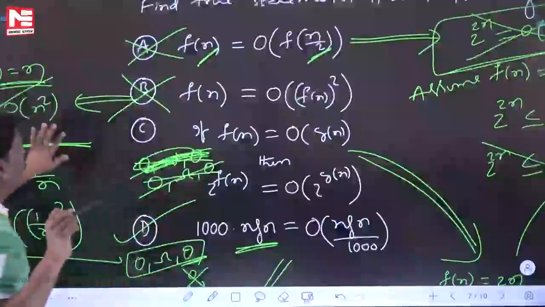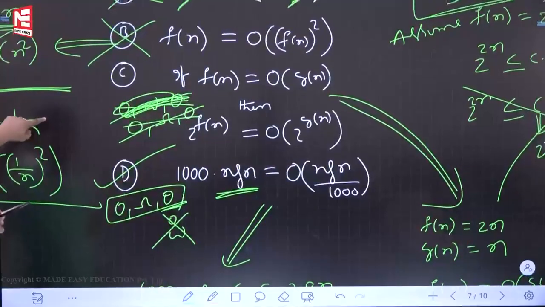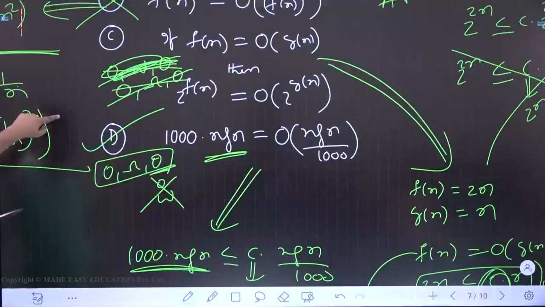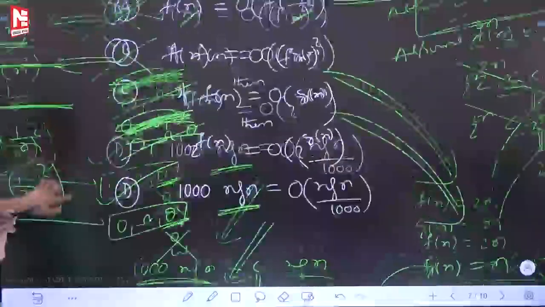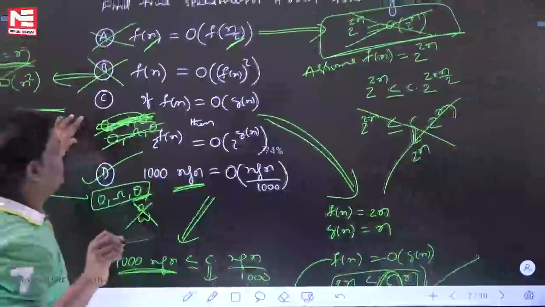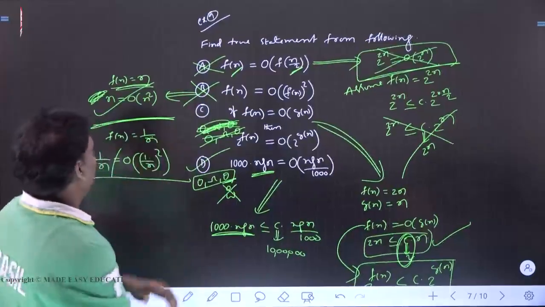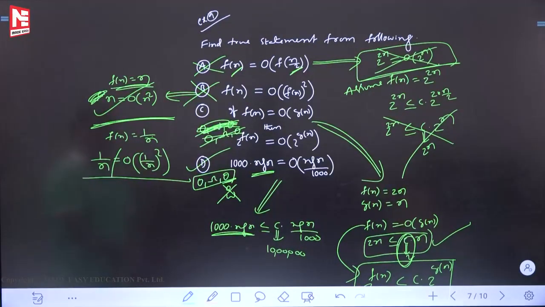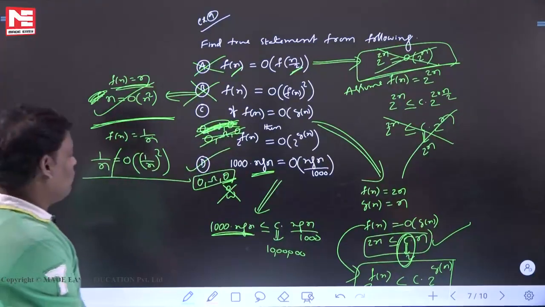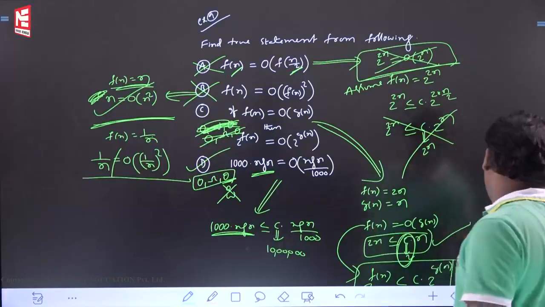Can you help me now with this problem? A false, B false, C also false, D passes. Find the true statement. I think only D is the true statement. It is a nice problem. Many things you can learn. Please take care. Ninth problem: only D is true, remaining all are false. Let's go to one more problem.